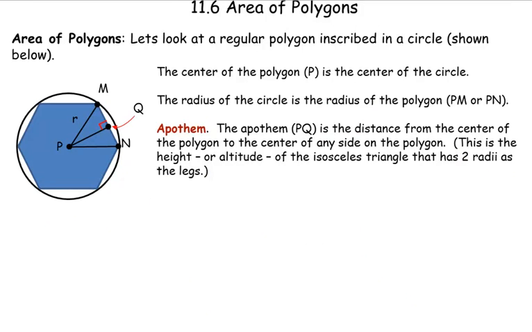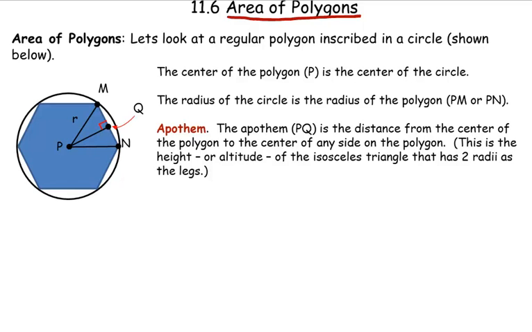Okay, let's look at 11.6, the area of polygons. Remember polygons, many sides, triangle, 3 sides. We don't usually do these. We can do the same formula with that, but we have a specific formula for the triangle and for the square. But starting with the pentagon and on up, hexagon, we want to look at how to find the area of those polygons. We have a formula for that. We're going to figure out how to do that.